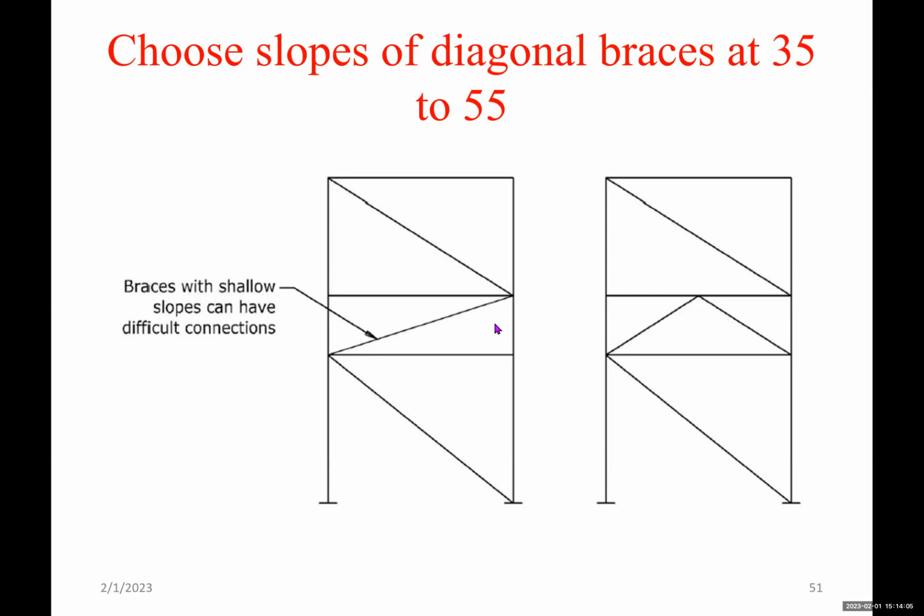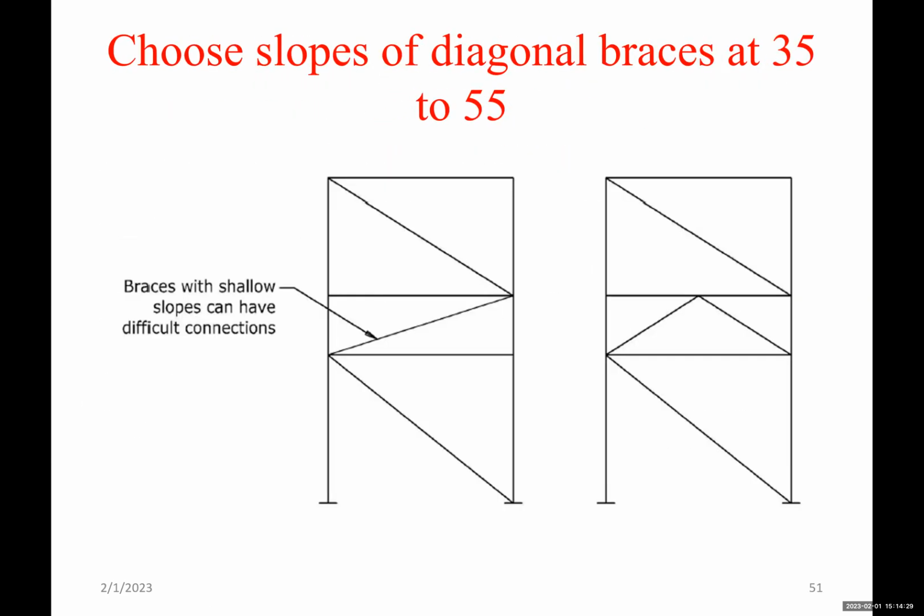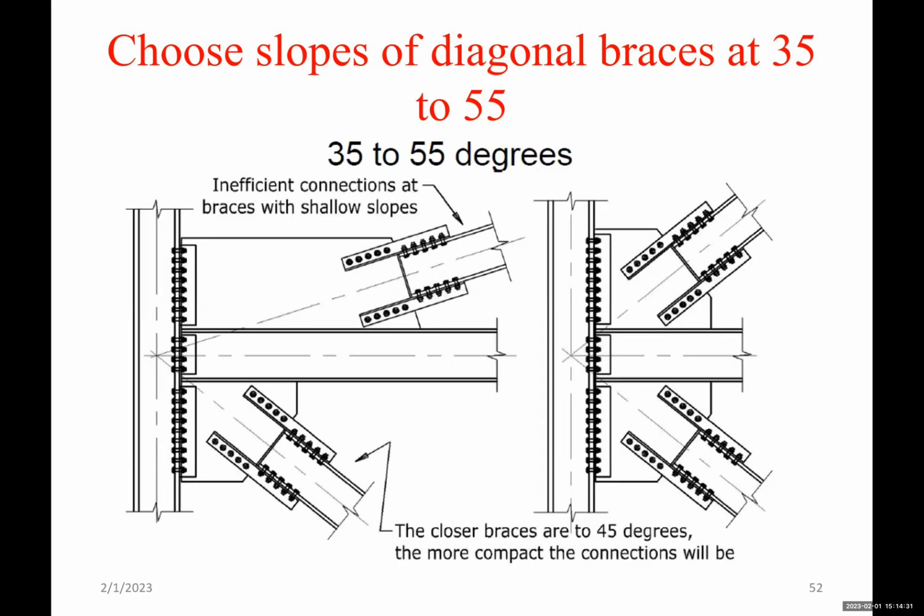So instead of using a brace like this across the entire braced frame, maybe you can change the angle by using this configuration. See? Here you increase the angle by changing the configuration, and the resistance would be more. And also the connections will be better. See that? If the angle is small, look at the shape of the gusset plate that you will have, versus this, okay?